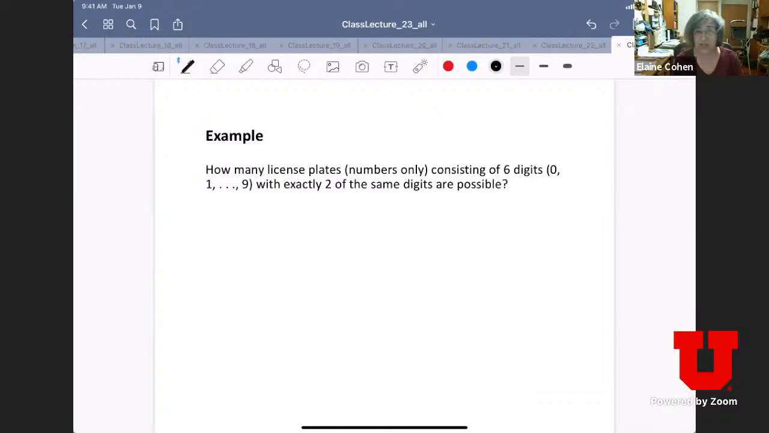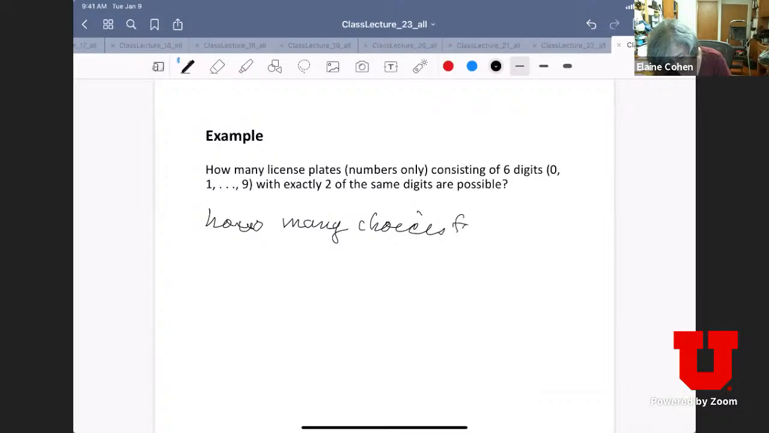So we don't know which digit wants repetition, do we? So how many choices for the repeating digit do we have?